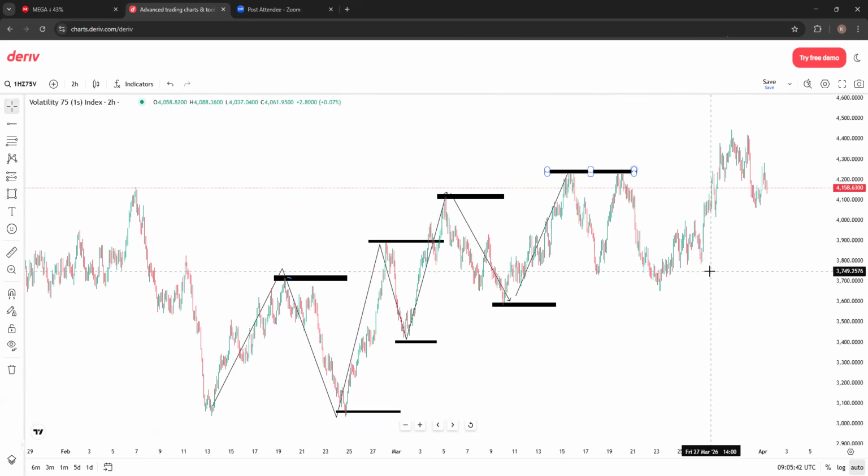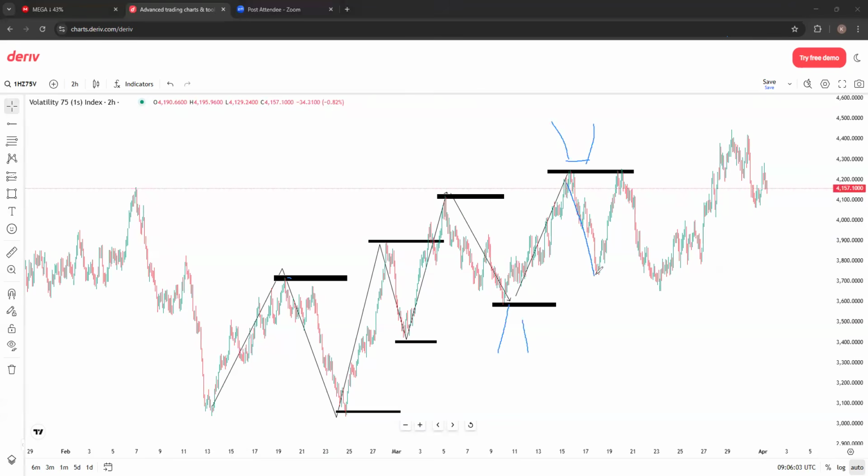Now, this is what we call internal structure as well. This is just a complex pullback. Why? Because the only valid low is this one and the valid high is this one, unless we break this low or we break this high. If we break this low, we are now in a downtrend. If we break this high, we continue with the uptrend.